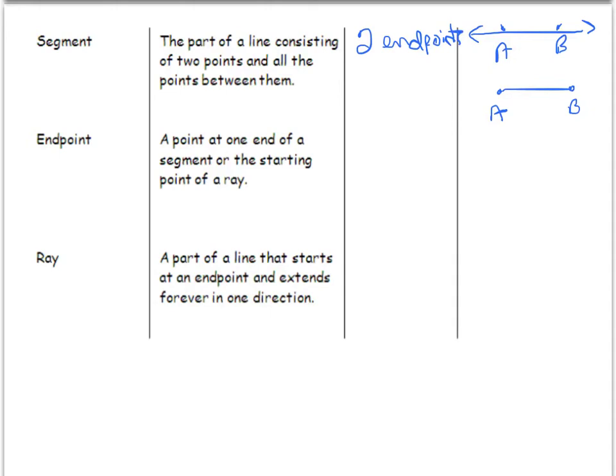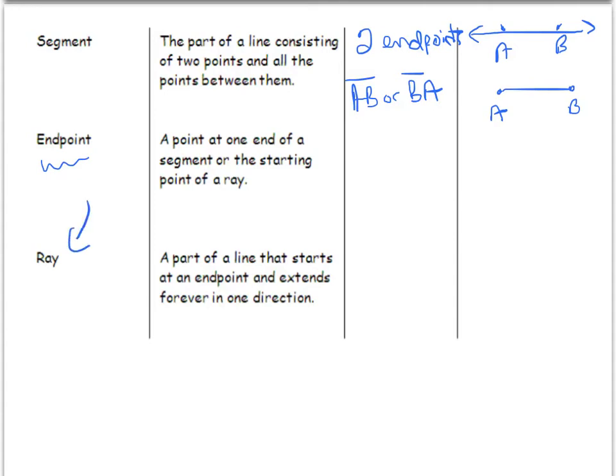And in this case, our endpoints are A and B. So we could name this segment AB or BA. Direction does not matter. All right, and I was using this word already, endpoint. Endpoints are points at the end of a segment or the start of a ray. Ray we're going to talk about right here.